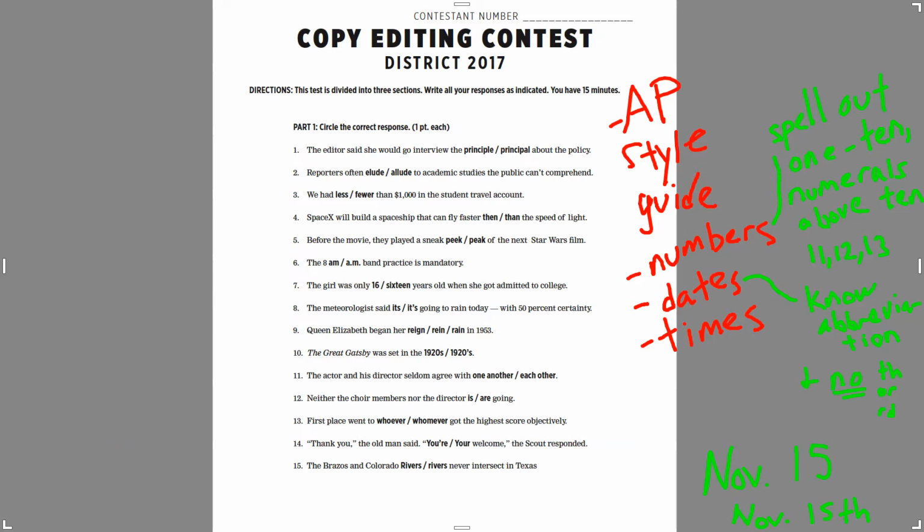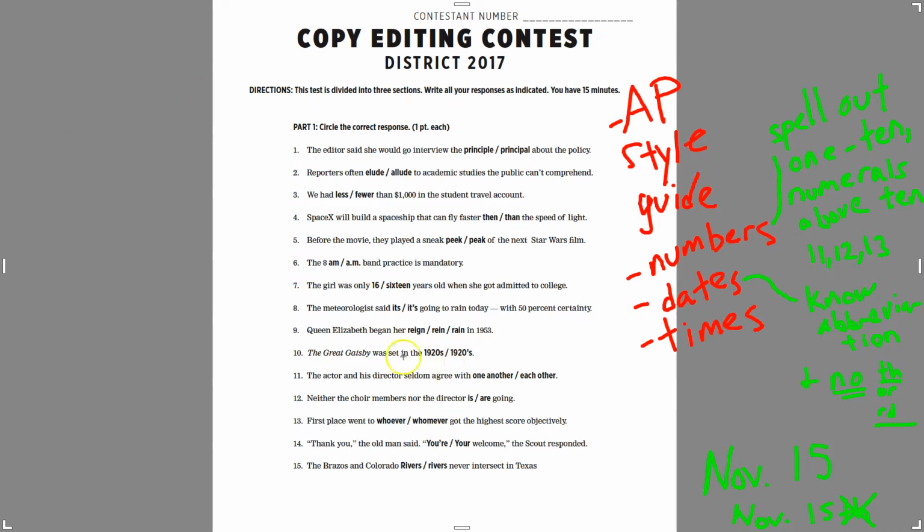For dates, you need to know how to abbreviate the months. Usually, if the month has 5 letters or more in it, there's an abbreviation for it. If it has fewer than that, there's no abbreviation. You need to look at that and make sure you understand that. Another one that trips people up is that whenever we do the day of the month, it's always without the TH or the RD. So it would be November 15, not November 15th. So you want to make sure you know those rules.